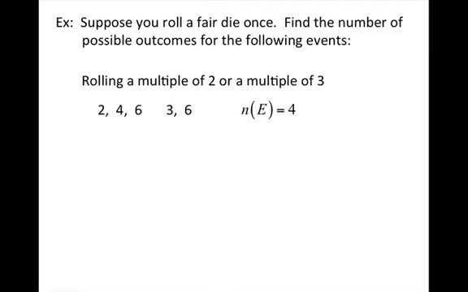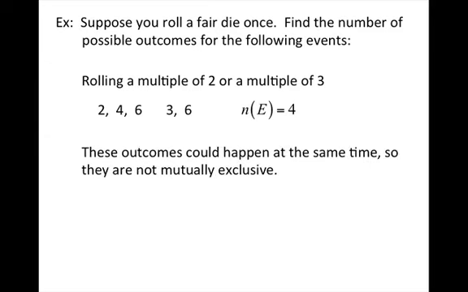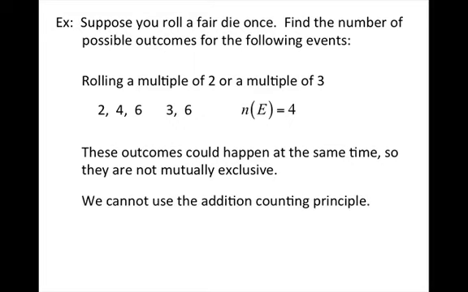Look at the previous example. This was rolling a multiple of 2 or a multiple of 3. These outcomes were not mutually exclusive, so I cannot use the addition counting principle in this case. If I added the 3 ways to roll a multiple of 2 and the 2 ways to roll a multiple of 3, that would give me 5. This is the same problem that we had with the Venn diagrams in a previous lesson. There's that overlap of the 6. Since the 6 was counted in each set, it will have to be subtracted out. And we'll get to this principle later.